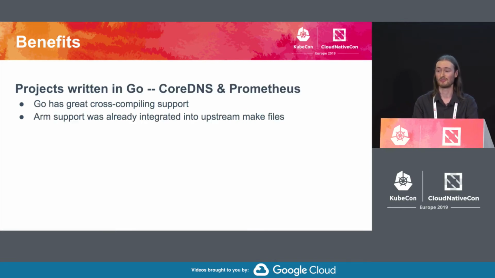Projects written in Go are very easy to deal with because Go has really nice cross-compiling support, so it's generally the process of adding a flag, and you've got ARM64 builds. And CoreDNS and Prometheus make scripts in their repositories already had support for that, so you could go make ARM and you'd have binaries to deploy.